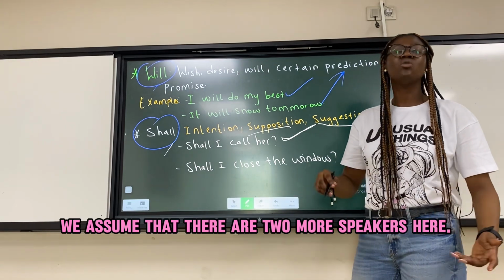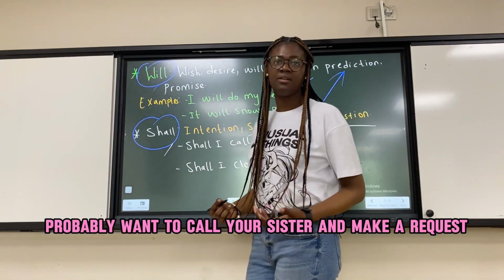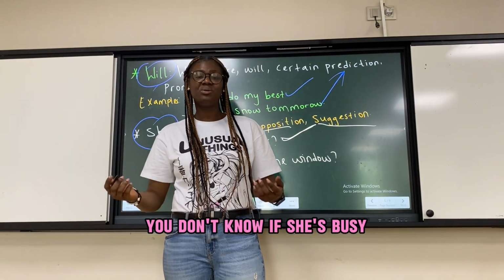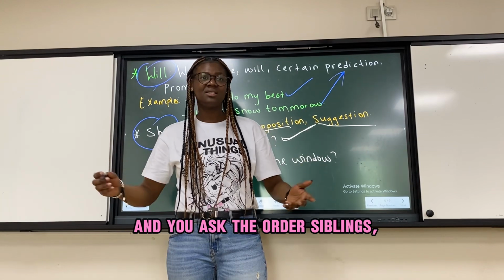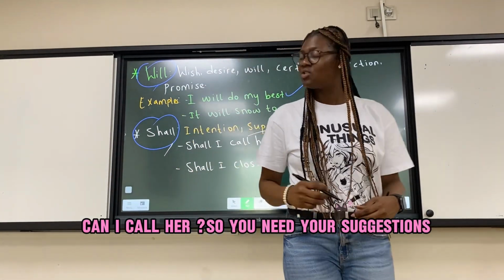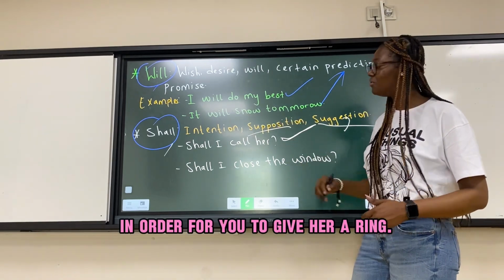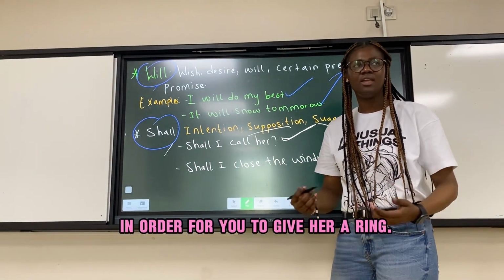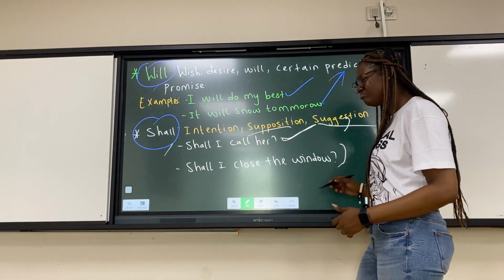We assume that there are two or more speakers here. Shall I call her? Probably you want to call your sister and make a request. You don't know if she's busy, you don't know if she's at work, and you ask the other siblings, can I call her? So you need their suggestions, you need their support in order for you to give her a ring. Shall I close the window?